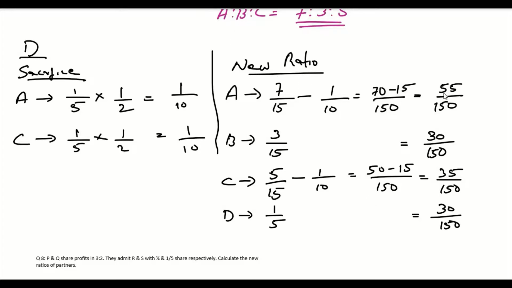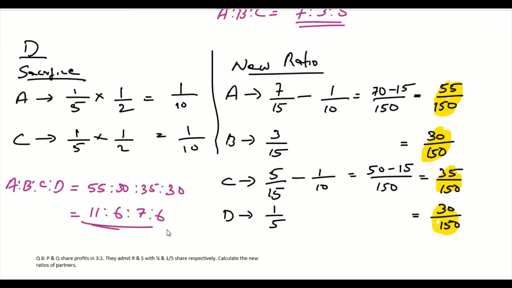Now we have the new profit share for A, which is 55 by 150, B 30 by 150, C 35 by 150, and D 30 by 150. So the new profit sharing ratio between A, B, C and D is equal to 55 is to 30 is to 35 is to 30. Now if I divide everything by 5, it is going to be 11 is to 6 is to 7 is to 6. So we got the new profit sharing ratio.